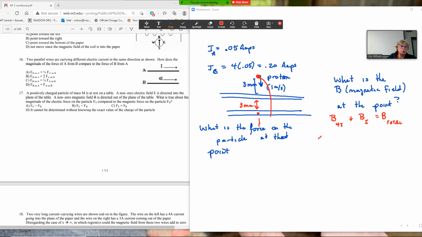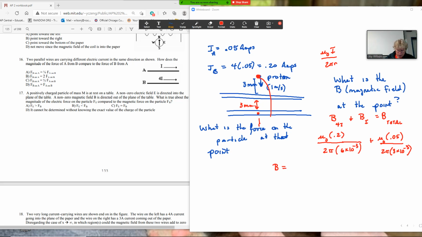So here we go. Mu sub naught I, which is 0.20, over 2 times pi times the radius, which is 3 millimeters, except that that's not the radius for this one. The 4I is 6 millimeters away. So 6 times 10 to the negative third, that's our first one. And then once again, our formula is mu sub naught I over 2 pi r. So for the smaller current carrying wire, we have mu sub naught times 0.05 all over 2 times pi times 3 times 10 to the negative third. And so our magnetic field strength is going to equal that all added together.